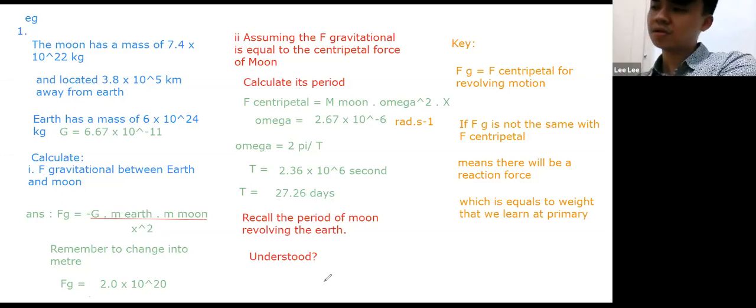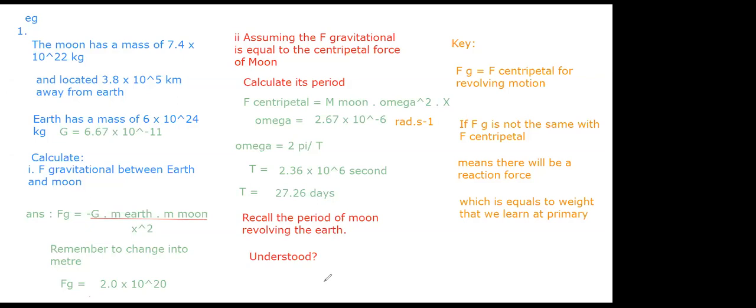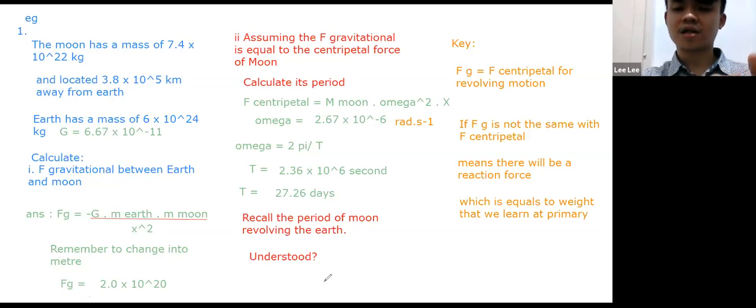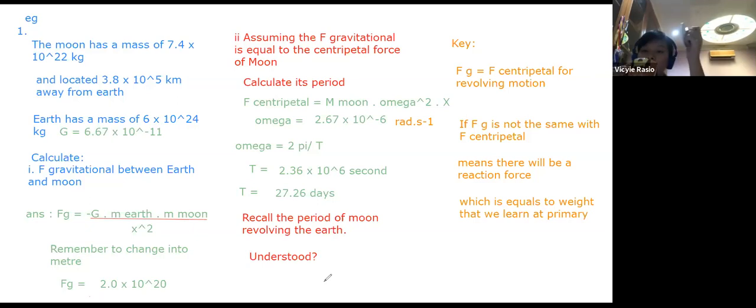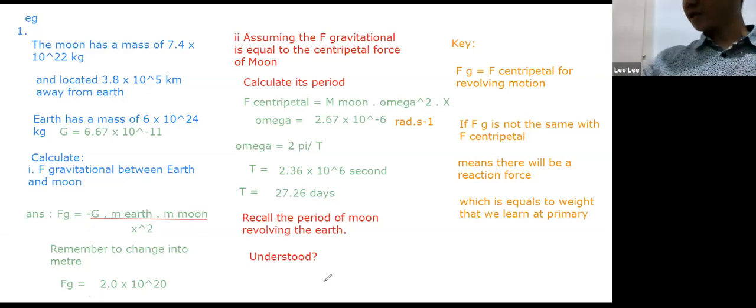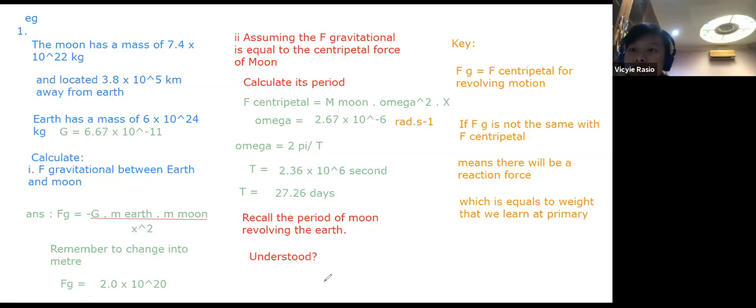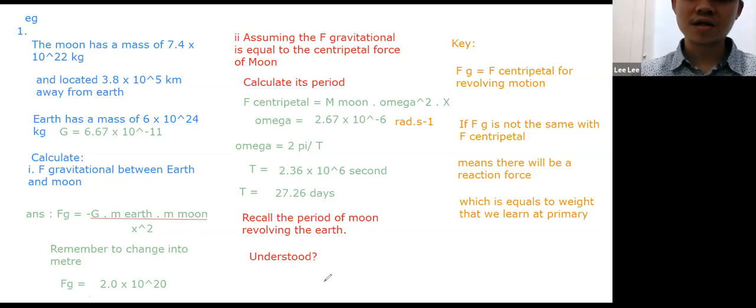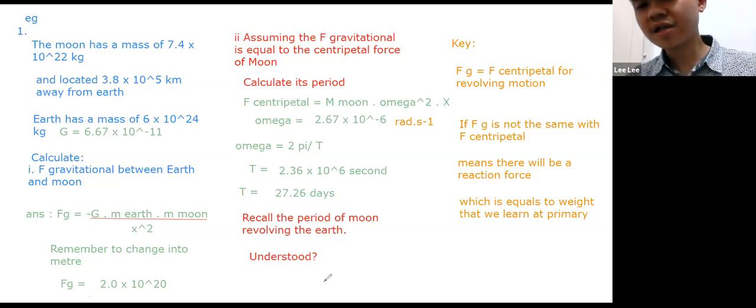If you have questions, just ask. Yes, sir. So just now the omega formula, what is the formula, sir? Omega is 2 pi over period. Try to count the first column and the second column first, and tell me if you get the same answer or not. If you get the same answer, then I continue. I worry later if I discuss too far, no one understands. You try to count the gravitational force, that 2 times 10 to the power 20, and the period 27.26 days. Can you get that or not?